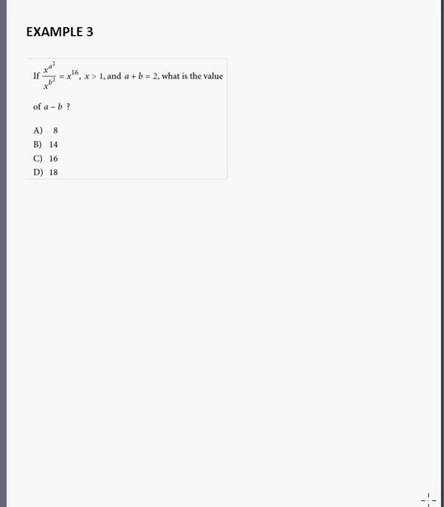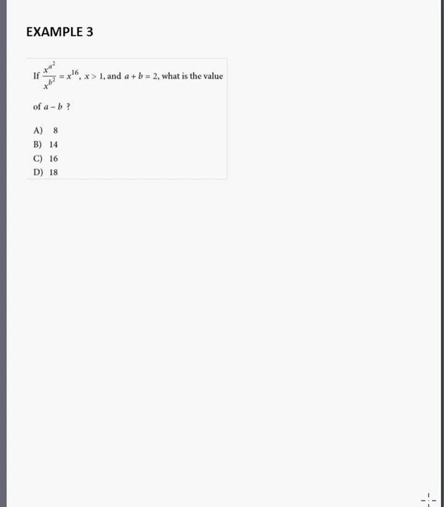Okay, let's take a look at example 3. Here they give us x to the power a squared over x to the power b squared is equal to x to the power 16. And they give you a clue that a plus b is equal to 2. So what is the value of a minus b?